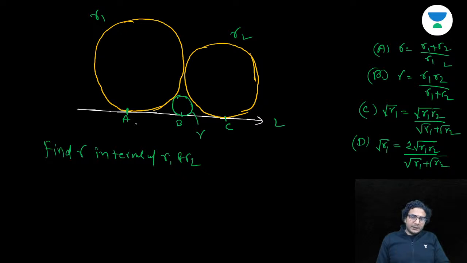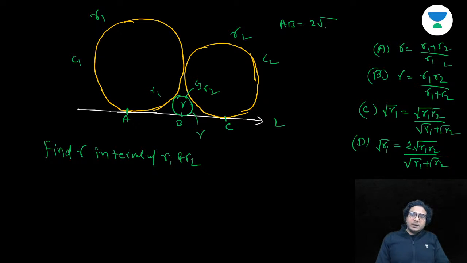Yeah, C is the right answer. We can use the previous formula we have used. AB can be written as 2 root of the product of the radii. This is R and this is R1 and this is R2. So AB is the common tangent of circle C1 and circle C3.